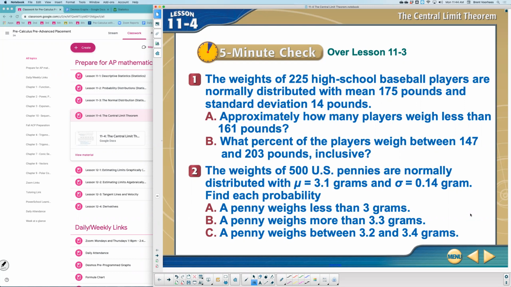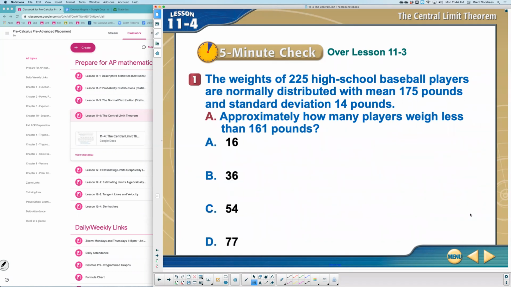Number one says the weights of 225 high school baseball players are normally distributed with a mean of 175 pounds and a standard deviation of 14 pounds. Approximately how many players weigh less than 161, and what percent of the players weigh between 147 and 203 pounds inclusive? All right, so let's first take a look at part A here.